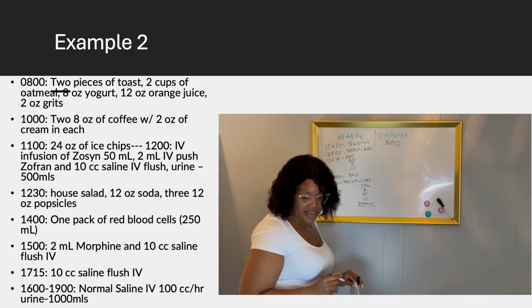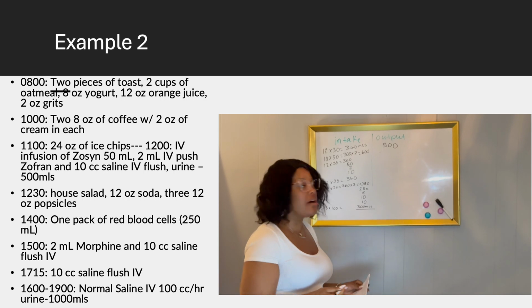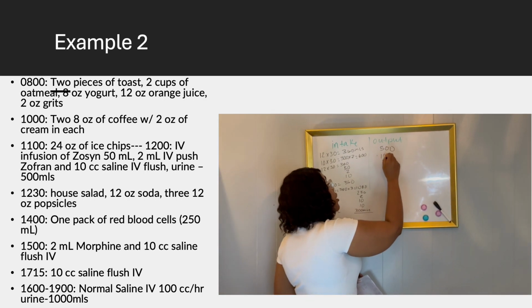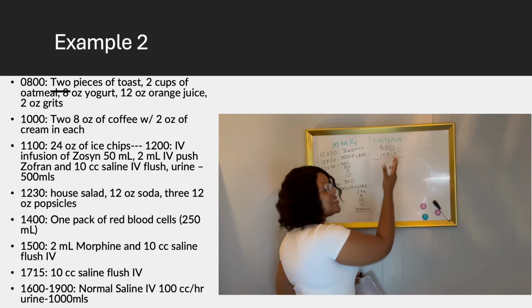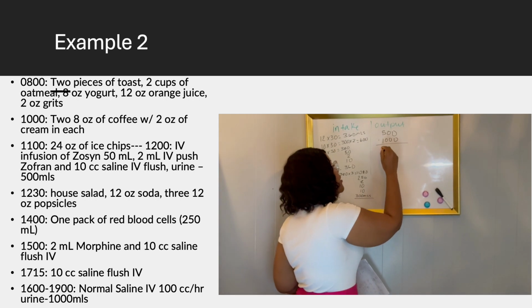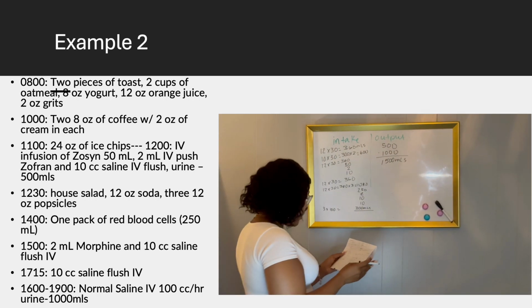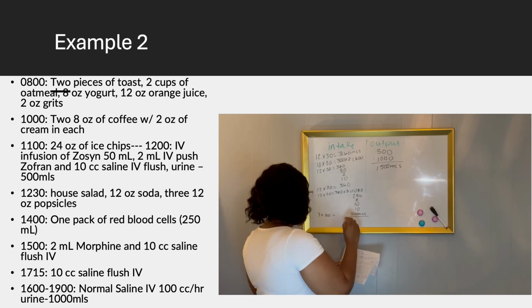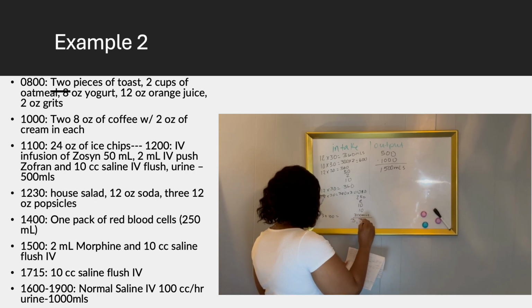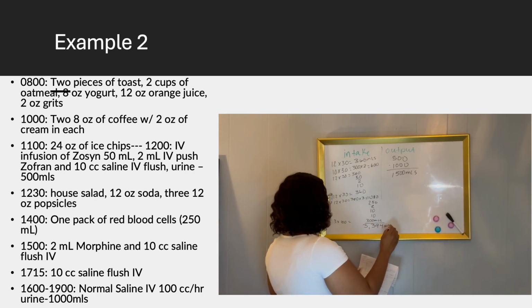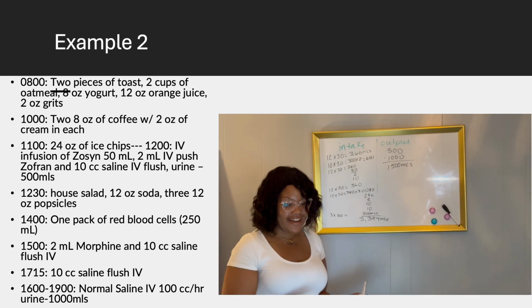All right. And then the patient had 1,000 mLs of urine. We're going to go ahead and start with our output since we're over here first. Add that together and we get 1,500 mLs. And then when we add all of the intake up, we get 3,394 mLs. Did everyone get that right?